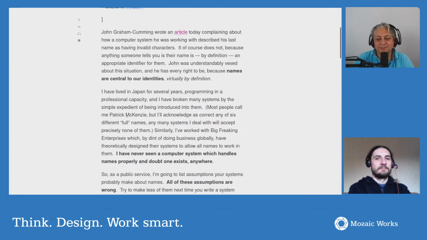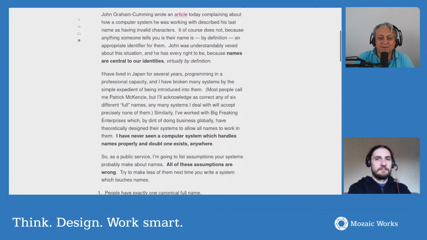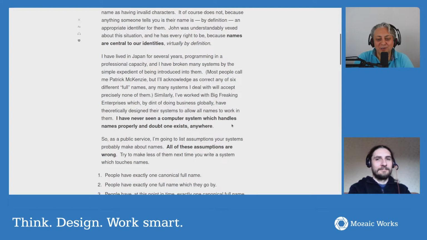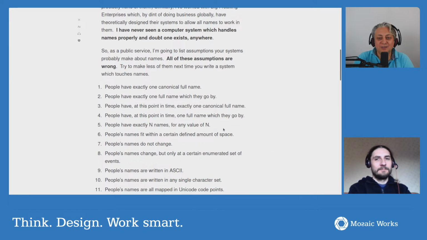Anyway, so this is an article on Kalzumeus, Patrick McKenzie is his name. And he says, I have lived in Japan for several years programming in a professional capacity, and I have broken many systems by the simple expedient of being introduced into them. Similarly, I've worked with big freaking enterprises which, by dint of doing business globally, have theoretically designed their systems to allow all names to work in them. I have never seen a computer system which handles names properly, and doubt one exists anywhere. Okay, so he lists a few wrong assumptions about names.